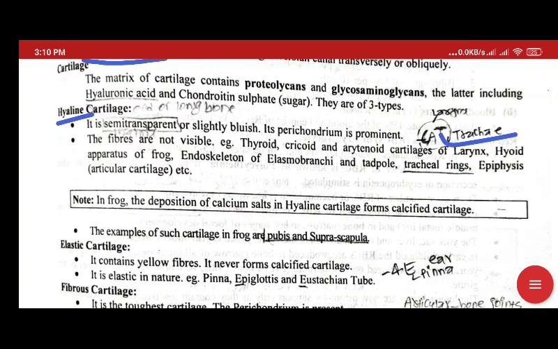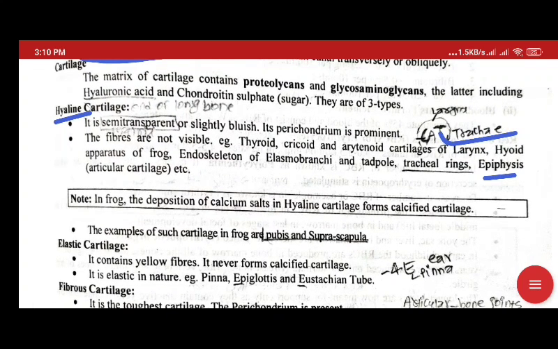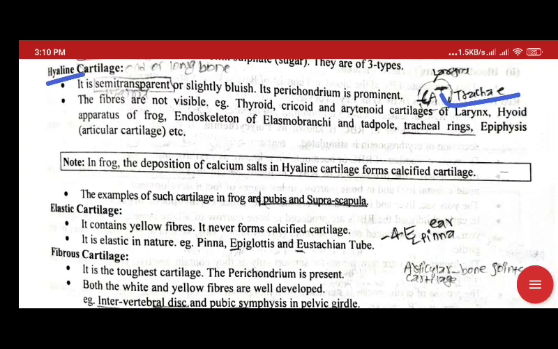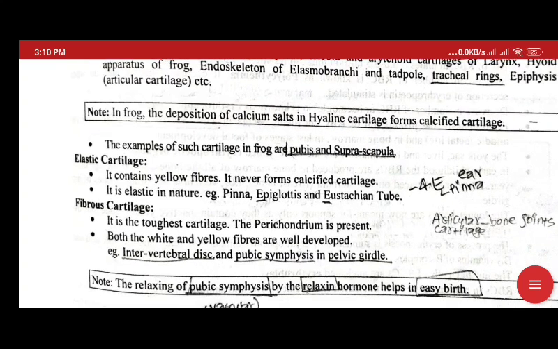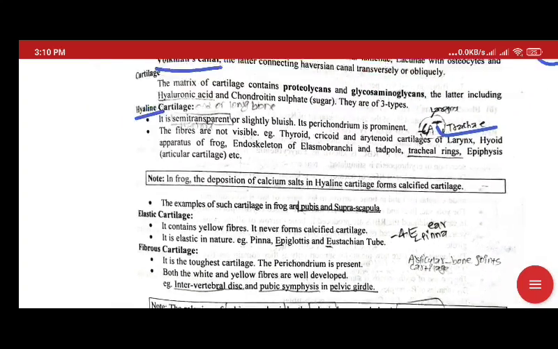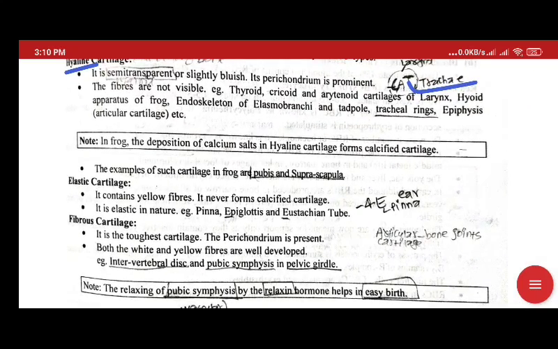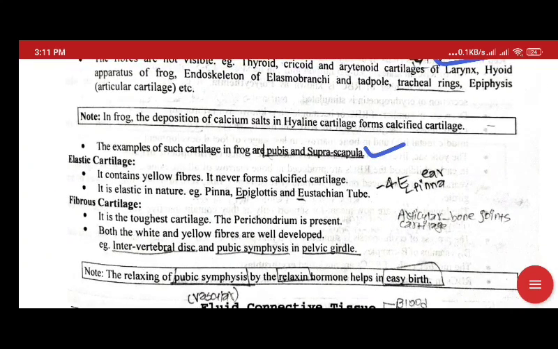Now we have already discussed epiphysis, where articular cartilage is present at the tip. Now deposition in frog we have read, hyaline cartilage. That deposition is called replacing bone. Also hyaline cartilage examples are pubis and scapula. The scapula is present in our back, we can say the chest back.